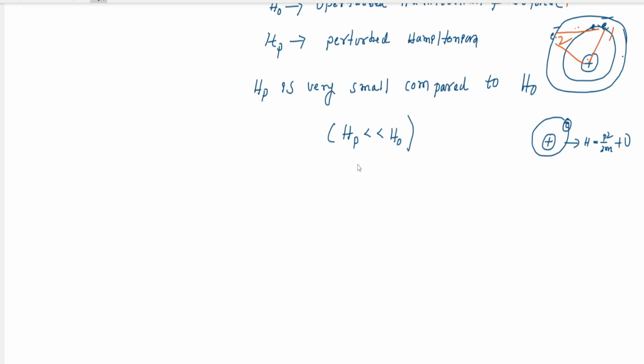We can write this perturbation term. We consider the situation Hp equal to lambda into H prime. So this will happen only when the system is subjected to small electric or magnetic field.